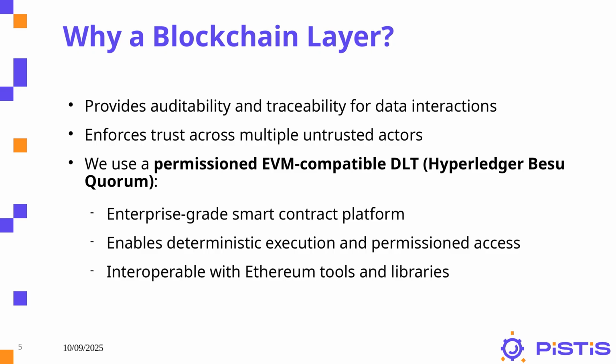So why blockchain at all? Because in a multi-party system like PISTIS, we need a trustworthy way to verify who did what, and when. A permissioned EVM-compatible DLT like Hyperledger Besu Quorum gives us the transparency of blockchain while still offering access control and performance guarantees. It also allows us to write modular smart contracts and take advantage of mature Ethereum tools.